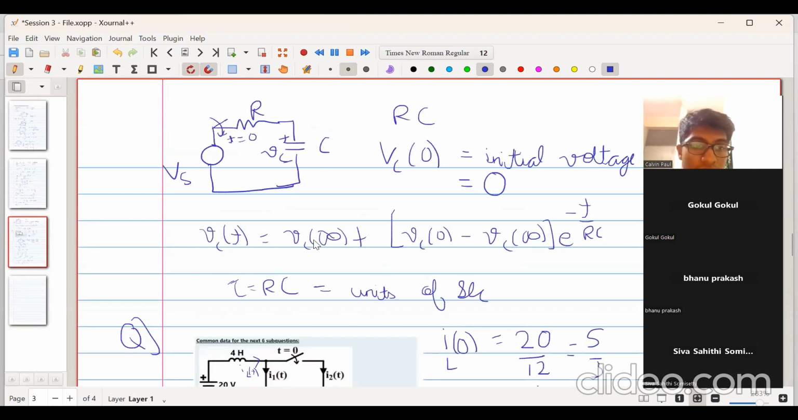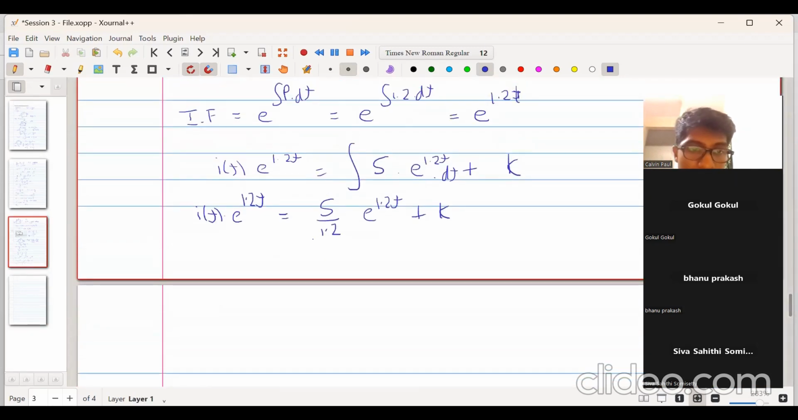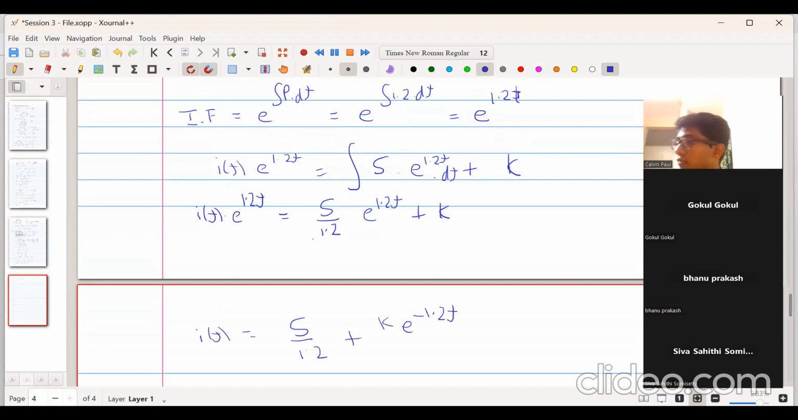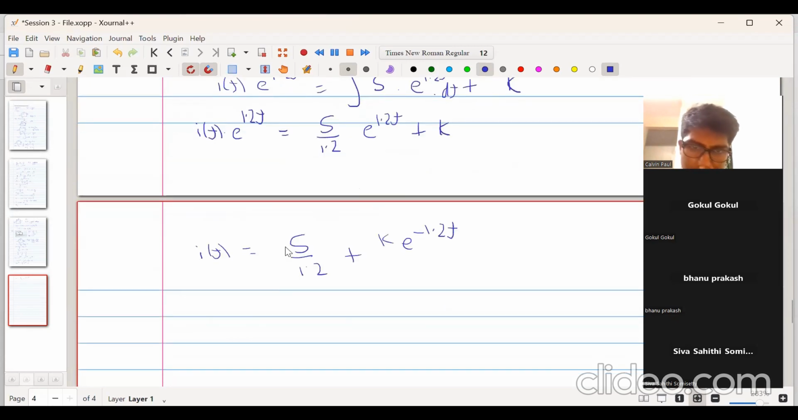So we get it to be of this form: I of t is equal to phi divided by 1.2 plus k into e raised to minus 1.2 t. So this is the value of I of t. Now, we have the initial condition of I at time t equal to 0. We know I of 0 was equal to phi upon 3, that we had already established.